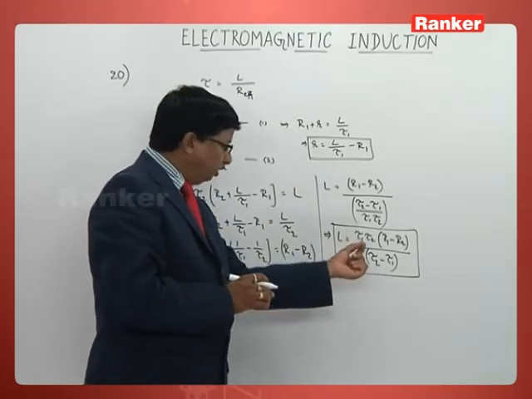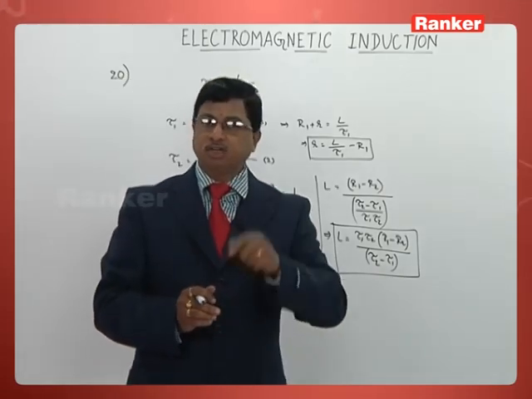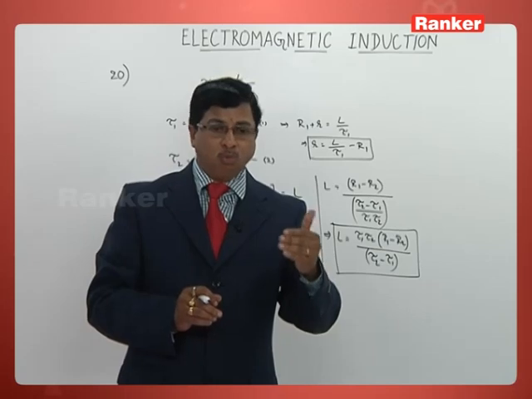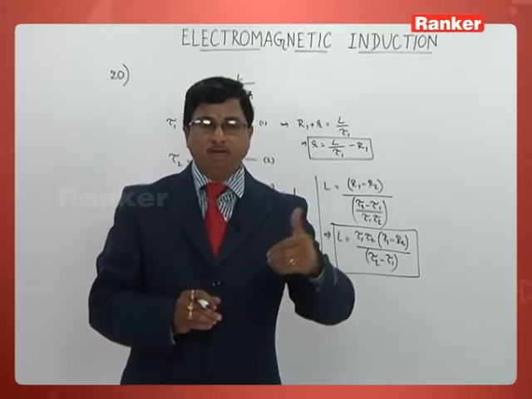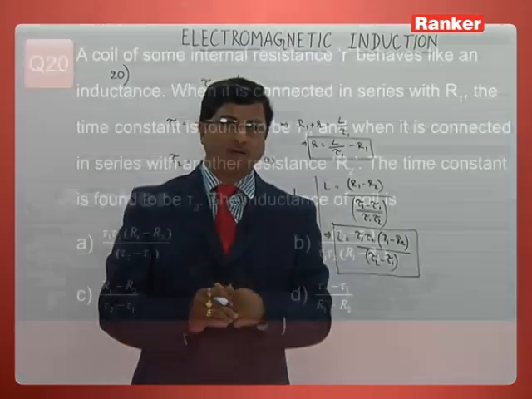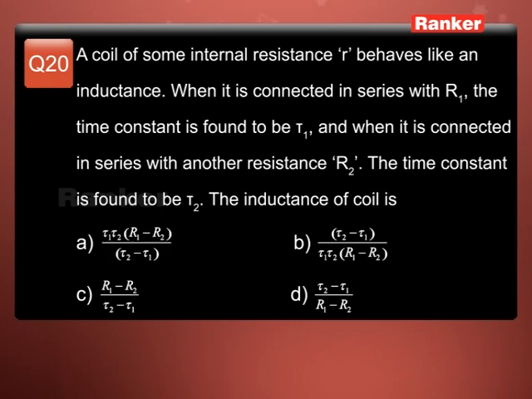So this result is exactly in coincidence with the first option which has been mentioned there, that is tau 1 tau 2 into R1 minus R2 by tau 2 minus tau 1. So directly you can say the correct answer for this particular question is A.